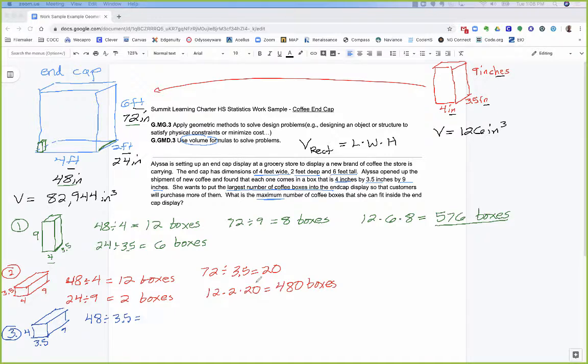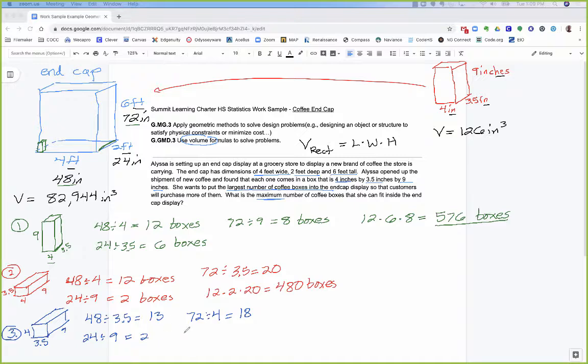So I can fit more now. I can fit 13. So I've gone a little wider. Each box is a little smaller. And for my depth, it's still 24 inches deep in the end cap, and I'm still doing a 9-inch deep box that way. So I can only fit 2 deep. And for my height, 72 inches. My height is now 4 because I rearranged the box differently. And 72 divided by 4 is 18.